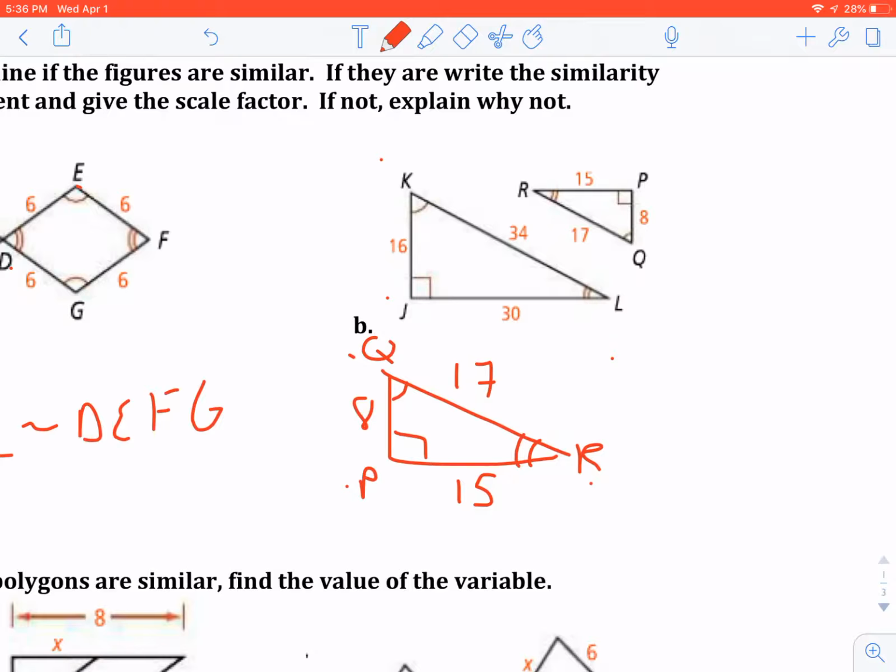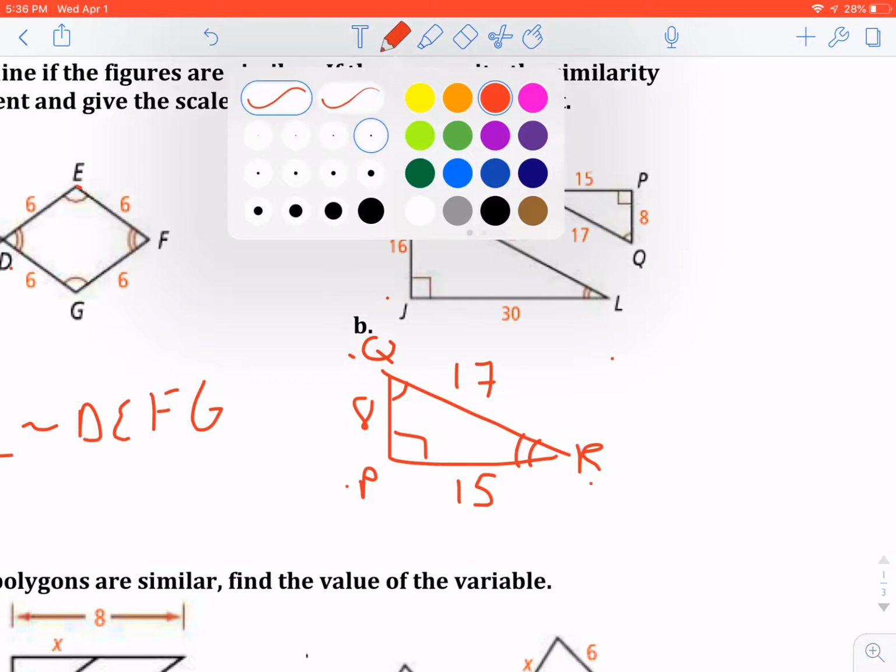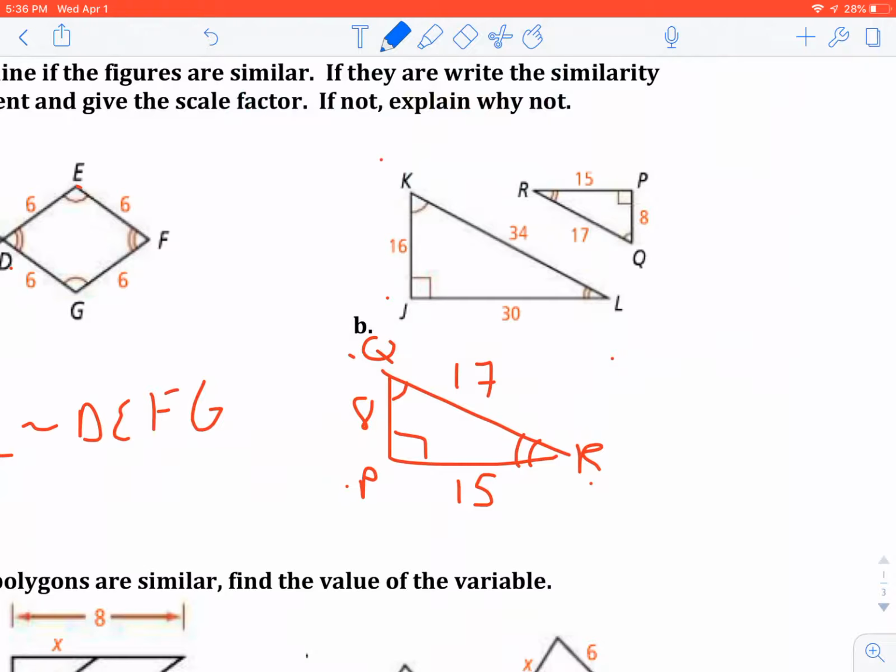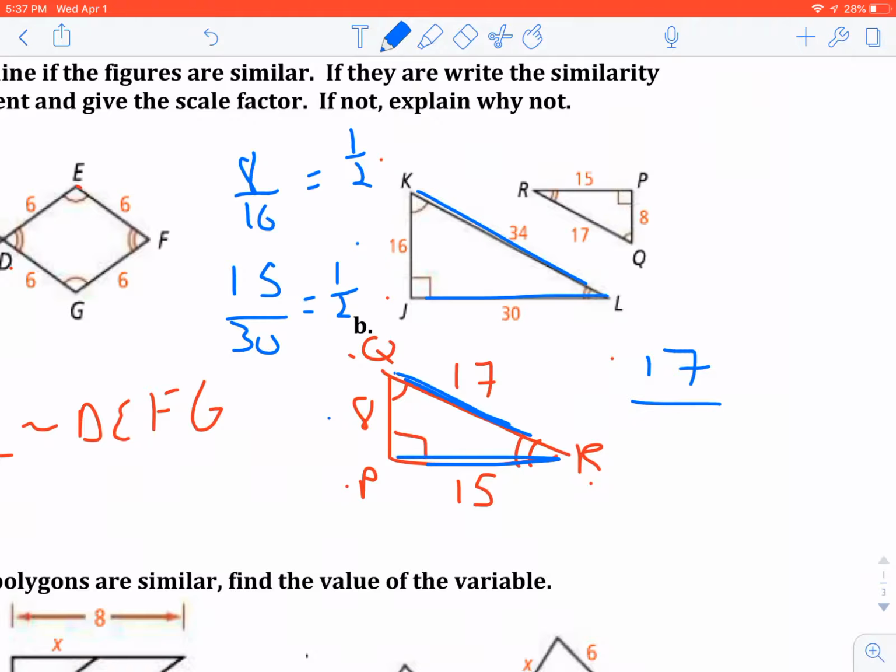Now I need to check all of the sides, make sure they give me the same scale factor. I'm going to compare small to big. As I compare PQ and KJ, I get 8 over 16, which gives me a half. If I do PR to JL, I get 15 to 30, which is also a half. And then if I do QR to KL, I get 17 to 34, which is also a half. So, are these figures similar?